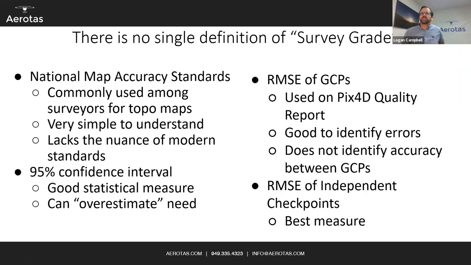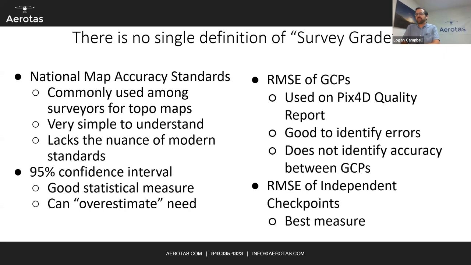So let's start about measuring accuracy. To start with, what is the definition of survey grade? In fact, I've actually mentioned that a little bit in this presentation: what is survey grade accuracy? And the shortest answer is there actually is no perfectly universally accepted measure of what survey grade means. For those of you that have been in surveying for a while, you're probably familiar with the National Map Accuracy Standards, commonly used, especially historically for topo maps. They're very simple to understand, but it lacks the nuance and statistics of modern standards. But it's a great way for saying how accurate do your spot shots need to be in order to mark, say, a 1-foot contour interval.